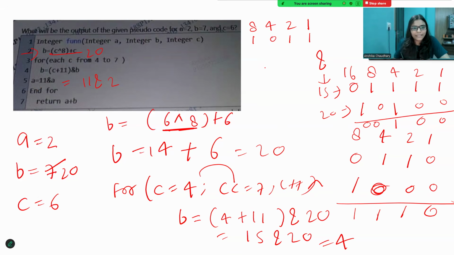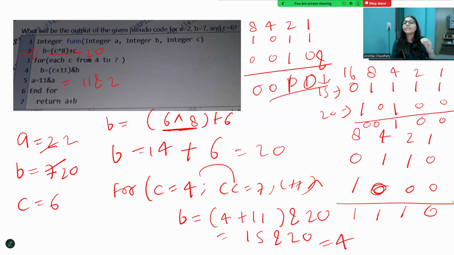Okay, then A. A value was 2, so this will become 0, 0. So it will become 0, 1, 0, and 0. So it will become 2. So A value is constant, 2. Even after some operations, it is 2 only.